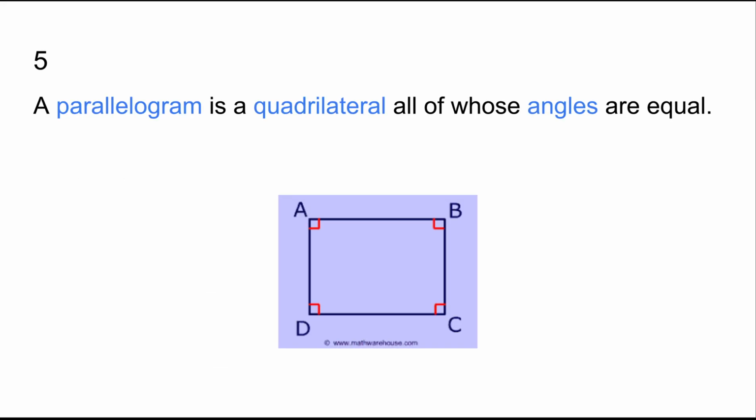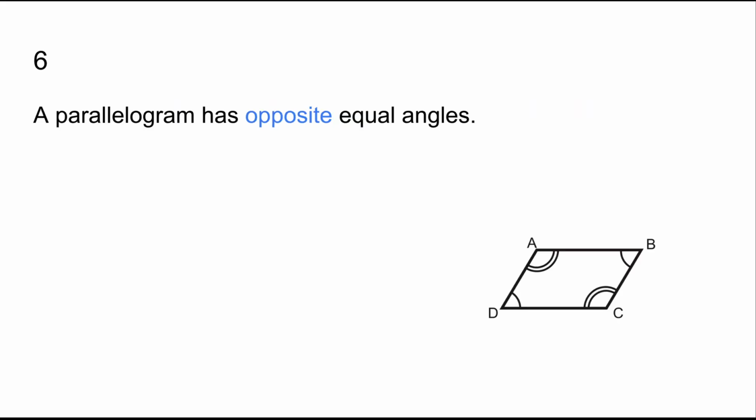Okay, so a parallelogram is a quadrilateral, all of whose angles are equal. So we need to know that the angles are equal in a parallelogram that is like a rectangle or a square. A parallelogram has opposite equal angles. So this is something you need to know. Opposite angles in a parallelogram are equal. Opposite sides are equal.